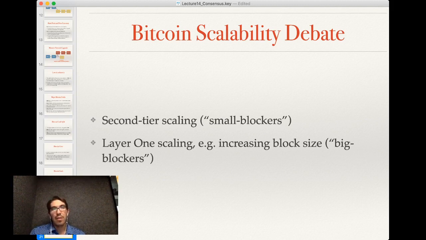Big blockers, on the other hand, generally think that scaling should occur on-chain, usually by increasing the block size, thus named big blockers. That it'll be simplest, and there will be the most possibility for scaling if we just make the blocks bigger. Now, of course, there are benefits and problems to this. The first benefit is that it's very simple, just increasing the block size, but it also causes some problems, since this means that the blockchain is going to grow much more quickly in size.